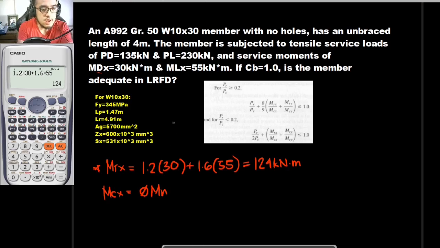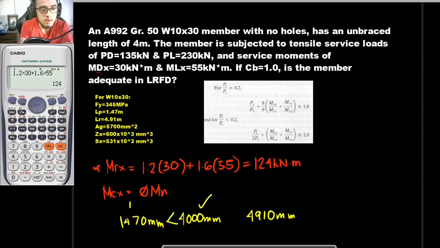Okay, and if you can see here, our Lb, our unbraced length, is equal to 4 meters, so 4,000 mm. And the value of our Lr is 4.91 meters, so 4,910 mm. And our Lp is 1.47 meters, so 1,470 mm. And as you can see, our Lb is greater than our Lp and it is less than our Lr.